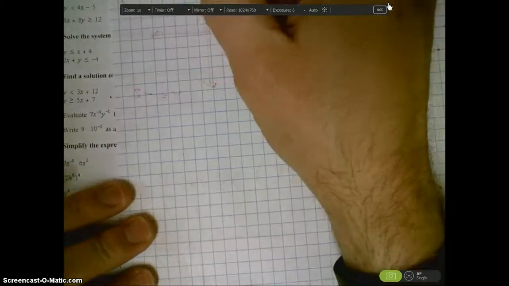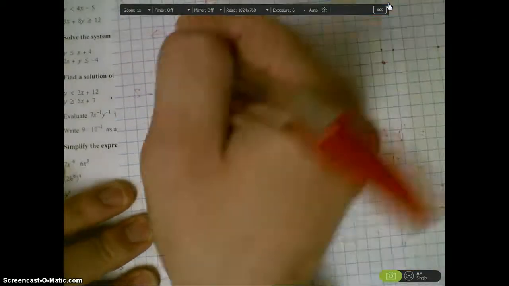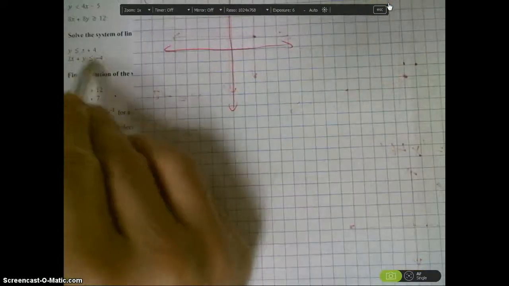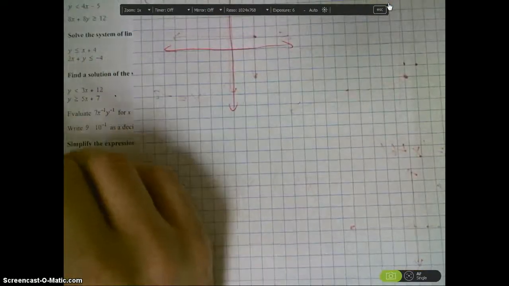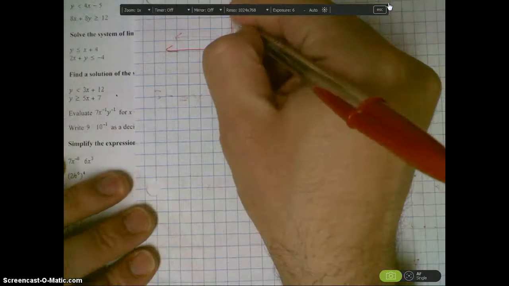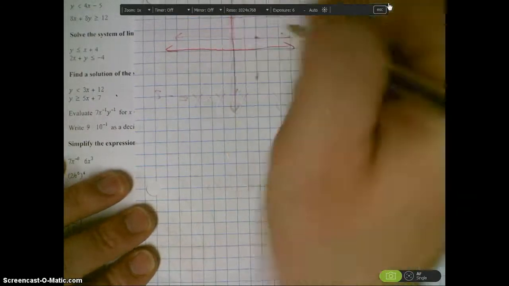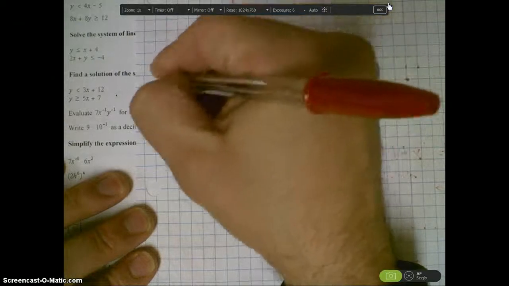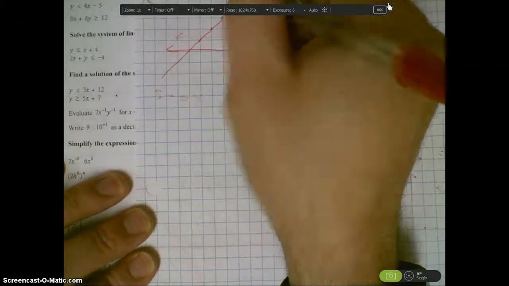It says solve the system of linear inequalities by graphing. So I'll graph these two. Again, looking at whether they're dashed or solid should help you solve some of these problems. So I have y is less than or equal to x plus 4. So x plus 4: 1, 2, 3, 4, is a y-intercept of 4, slope of 1, and it's a solid line.